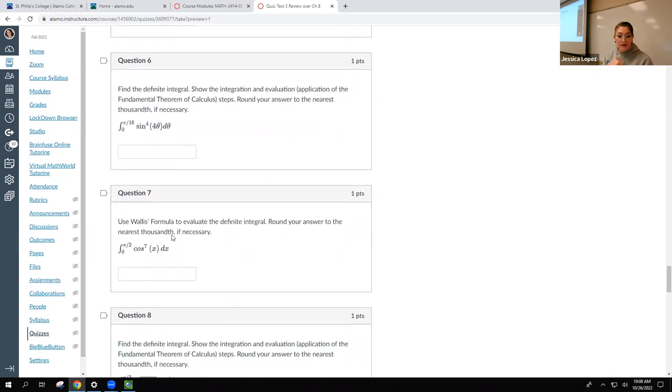There's another one, Wallis's formula. Somebody didn't use Wallis's formula and just started going at it the same way we're going to go with this one, number six. But you can't, because that one specifically tells you to use Wallis's formula, okay?